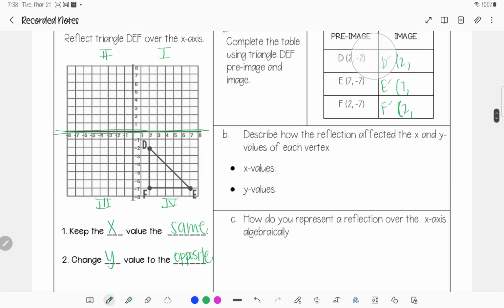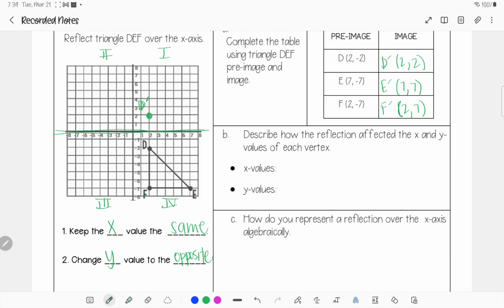So originally my y value was negative 2, now it's going to become a positive 2. Originally my y value was negative 7, now it's going to become a positive 7. Originally my y value was a negative 7, it's going to become a positive 7. Because we would start here for D, and if we folded it up, it's going to end right here. So it's going to be 2 away from your x-axis. It would still be 2 away from your x-axis, just in the same location in quadrant 1. So this would be D prime.